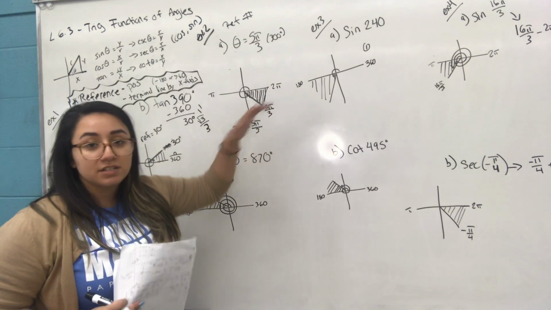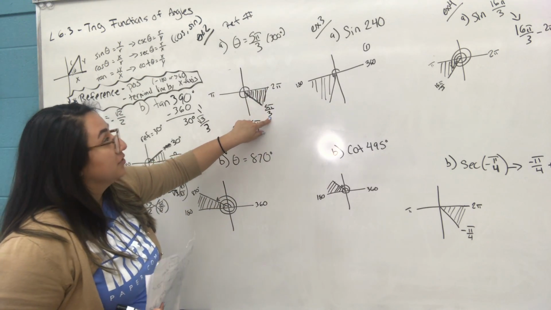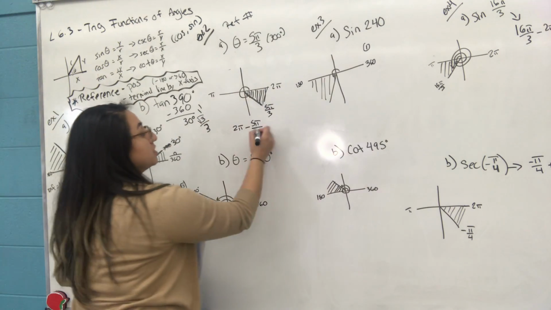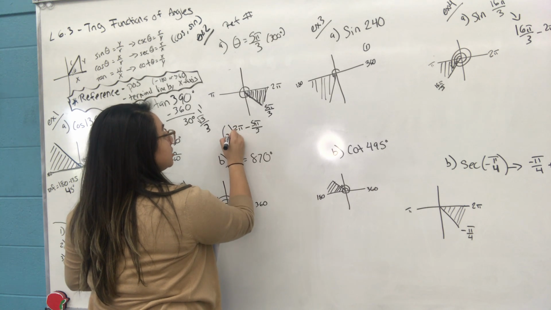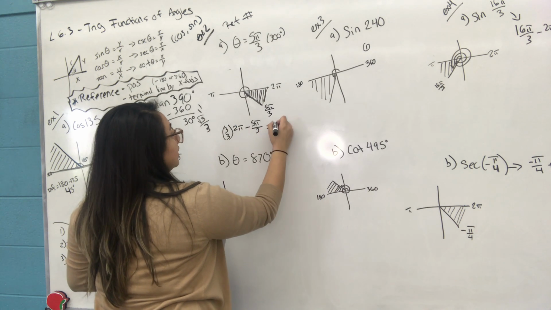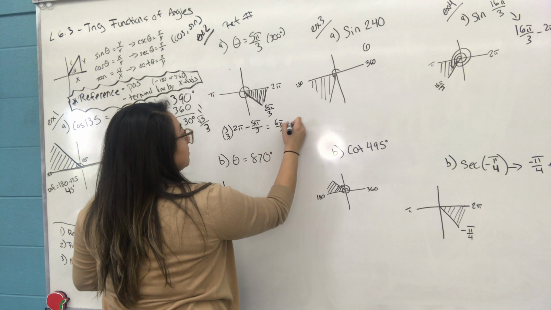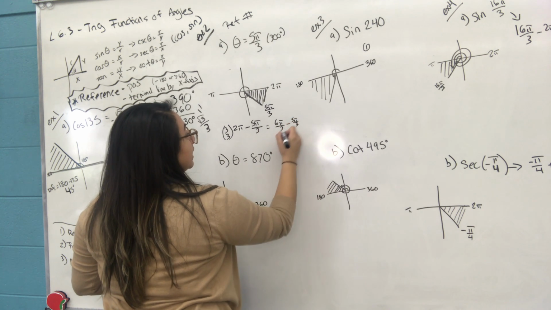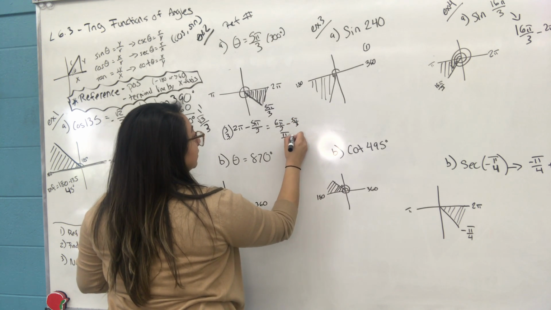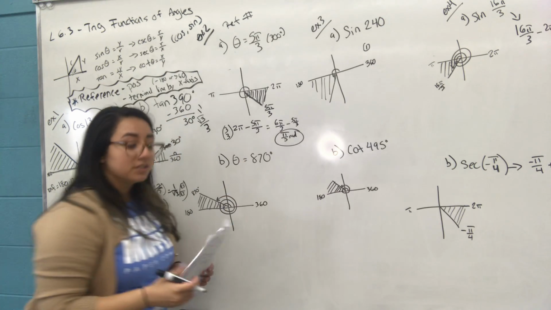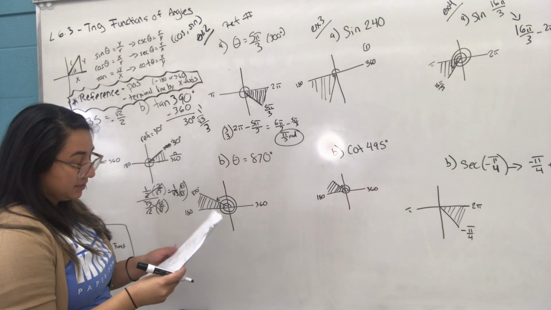2π radians is considered 360. This 5π/3 is considered 300. So therefore you subtract, and remember you have to make sure they have a common denominator. You end up with 6π/3 minus 5π/3, and you end up with π/3. And that is your reference number.